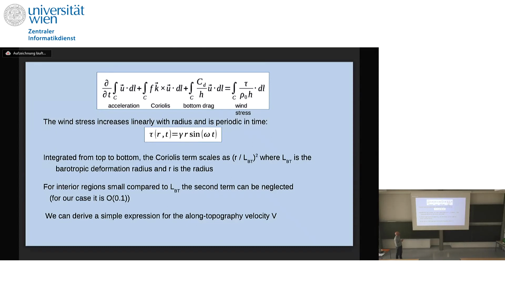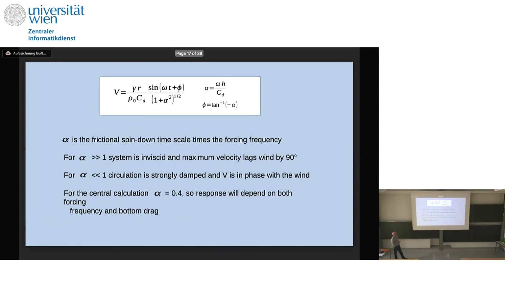If we integrate this equation from top to bottom, the Coriolis term is nearly zero because the two Ekman layers and the interior nearly balance each other. The amount that they are out of balance scales like the radius divided by the barotropic deformation radius squared. So for this problem, that term is order 0.1. Okay, so I'm going to ignore that now. And what's left, I have a time rate of change of the tangential velocity. I've got the bottom drag, and I've got the forcing term. So we can just derive a very simple analytic expression for that velocity along the topographic contour.